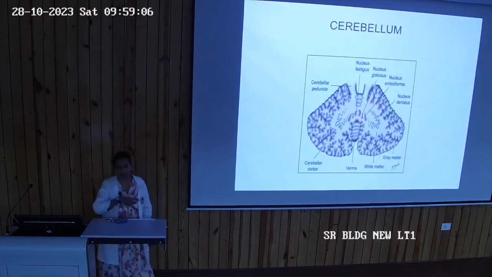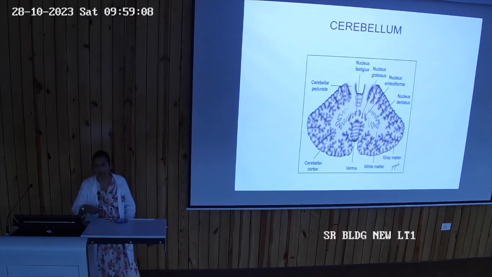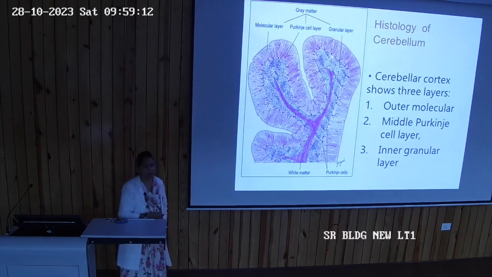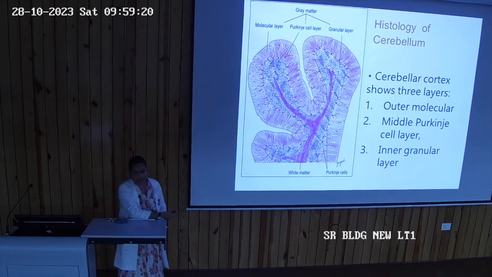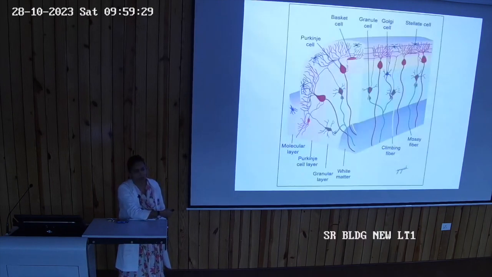Cerebellum again shows a branching pattern because of the presence of the transverse fissures. It has a rounded folium. Each folium has cortex and the inner white matter. Cortex has three layers. Which layers are there inside it? Outer molecular, middle Purkinje and the innermost is inner granular. Now, remember the names of these cells, because whenever we read, only then will we know what we have studied in them.